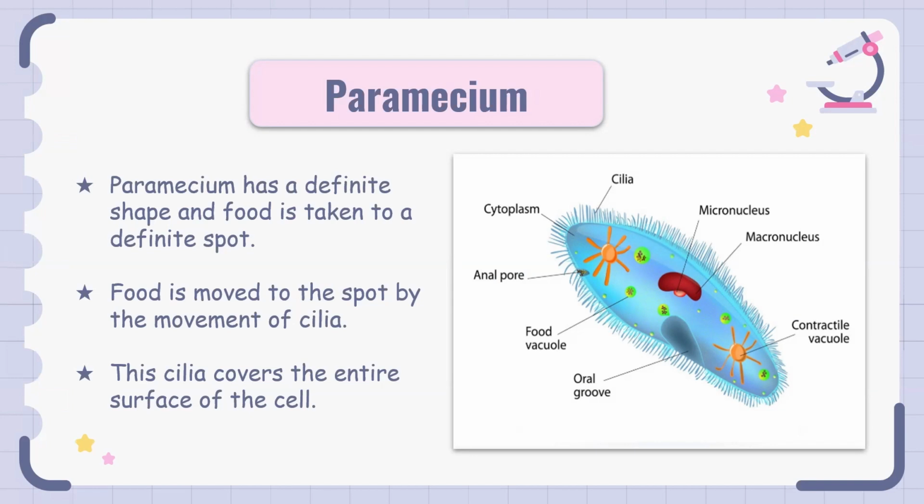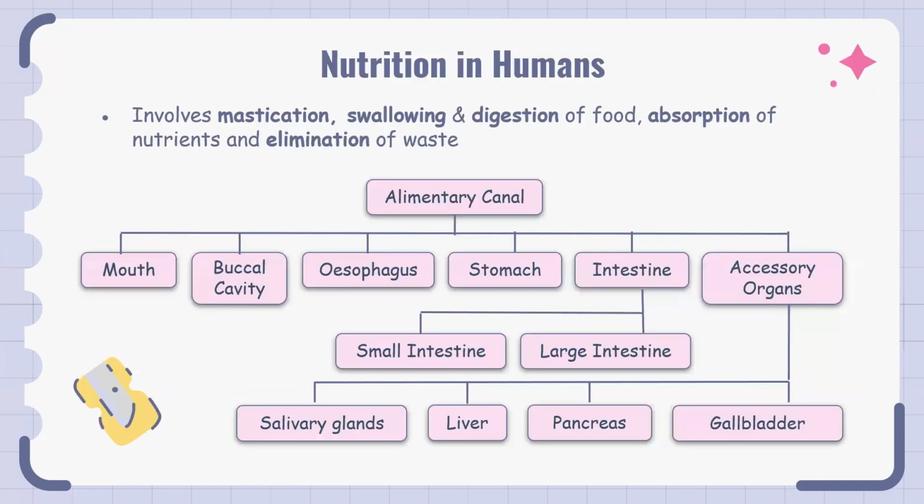Coming to a very important topic: nutrition in human beings. The human digestive system involves mastication, swallowing, and digestion of food, absorption of nutrients, and finally elimination of waste material. Here is a flow chart of the different organs of the alimentary canal.